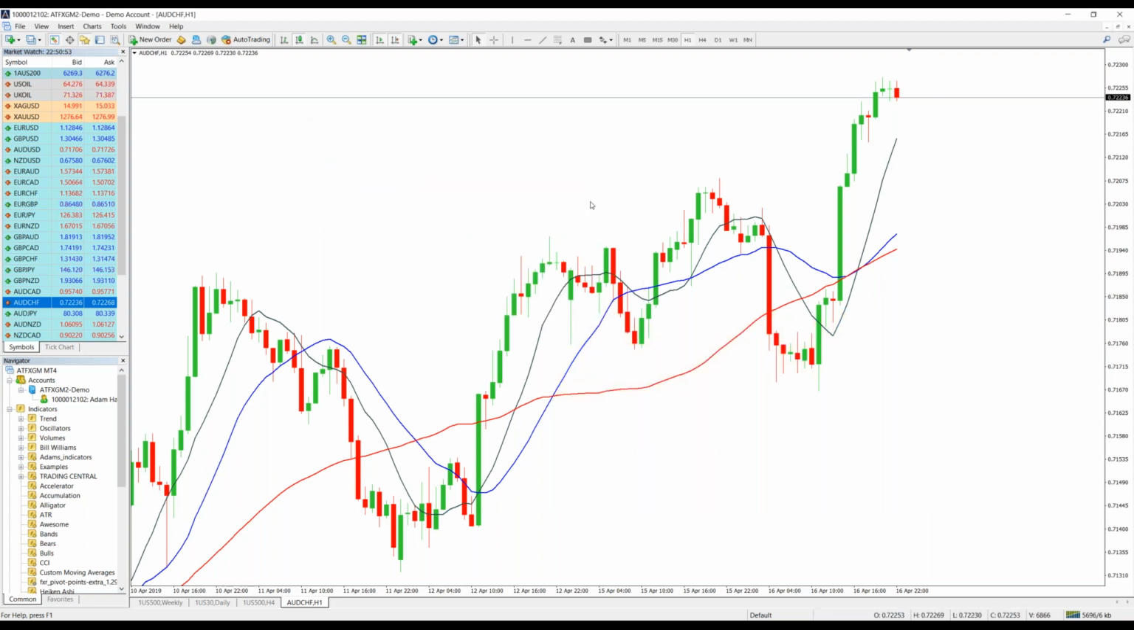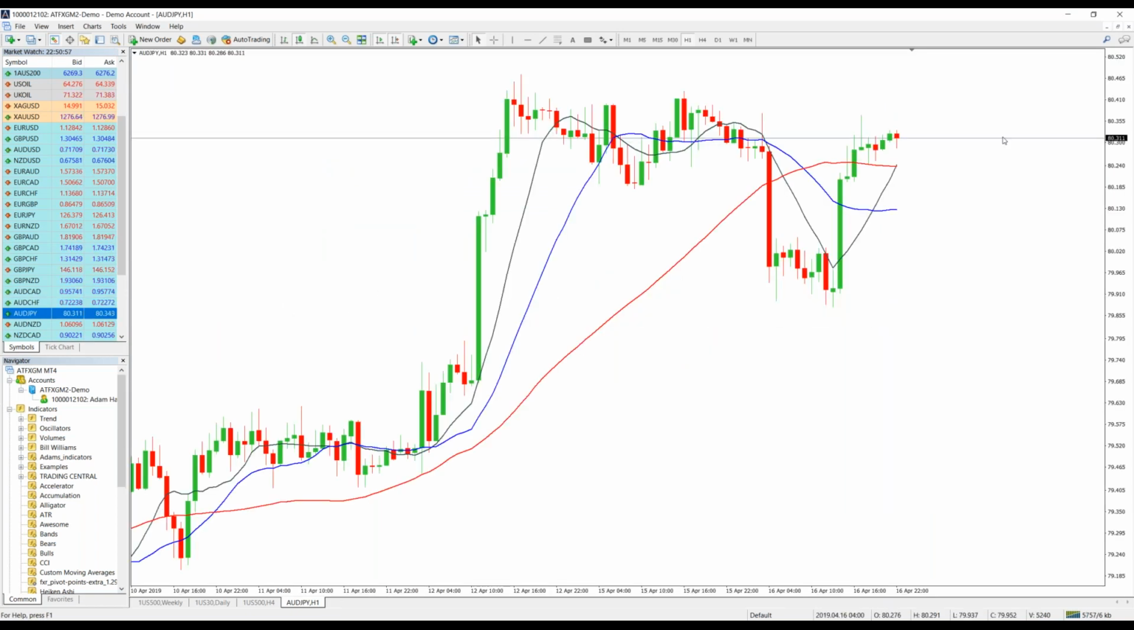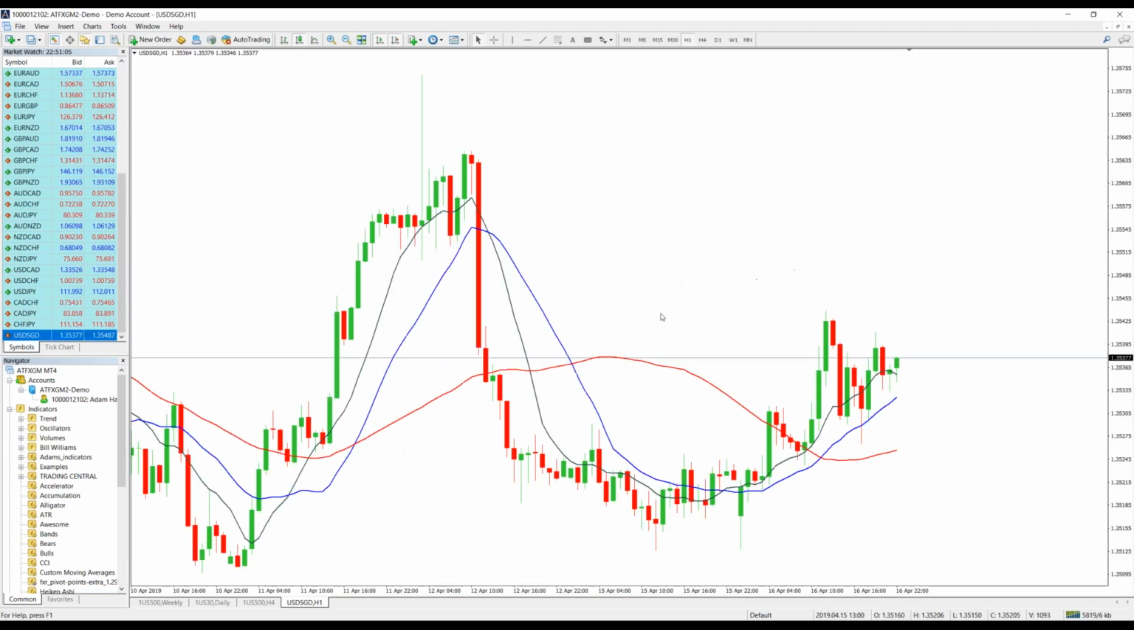That's not bad. It's not great, but it's not bad either. Let's look at Aussie yen. Okay, it's not great. So let's have a look at what are the other markets we've got here. Dollar Sing. Let's see what that looks like. Okay, it's okay. It's not great, but these are really the ones we'll focus on.